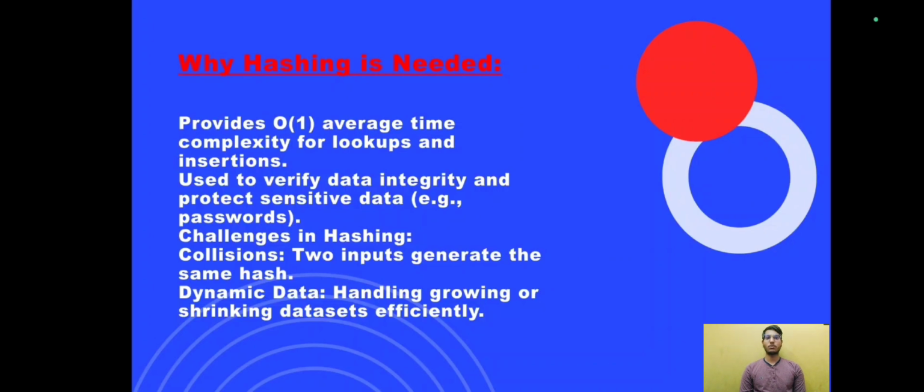Hashing is used to verify the integrity of data and secure things like passwords. For instance, when you log into a website, your password isn't stored as plain text. Instead, it's hashed. This means even if hackers gain access to the database, they only get the hashed values, which are almost impossible to reverse. But hashing isn't perfect. One of the main challenges is collisions. That's when two different inputs generate the same hash. While it's rare with good hash functions, it can happen, and handling those collisions effectively is important.